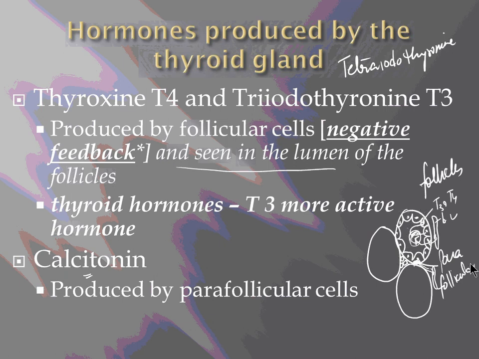Now in the lumen, more of T4 is actually formed. But when it goes to the tissues, that T4 is converted into T3, because T3 is the more active thyroid hormone. Even though more T4 is formed, it is broken down into T3, which is the more active hormone.